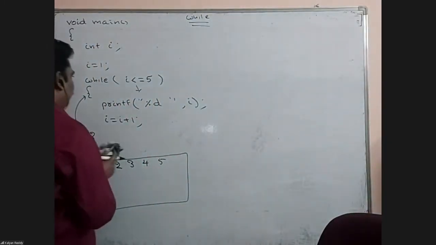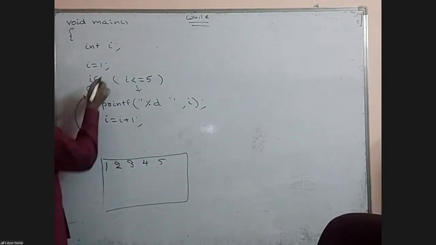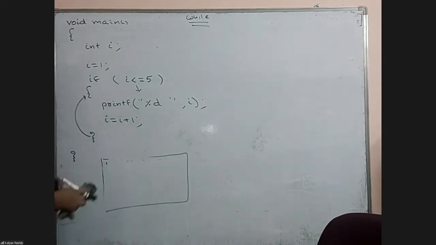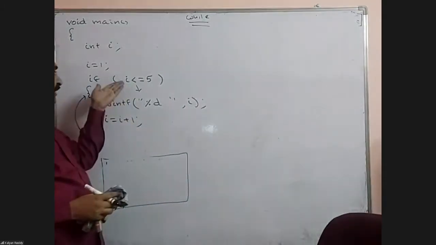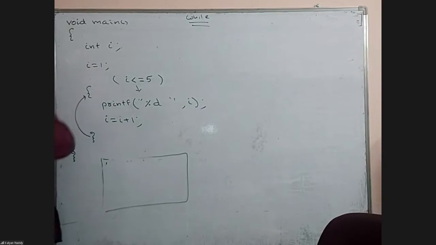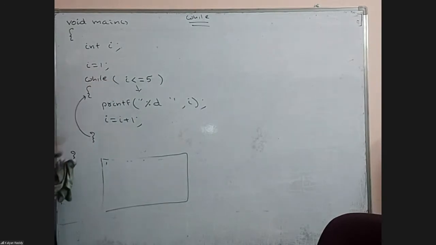Suppose the same, in place of while, if I give if, then output is only 1. It is not a loop, it doesn't repeat. It checks the condition once. Last class we discussed if else. 1 less than 5, come inside, 1 printed, I became 2, come outside. If we give while, until the condition becomes false, it keeps on repeating. Now output is 1 2 3 4 5.